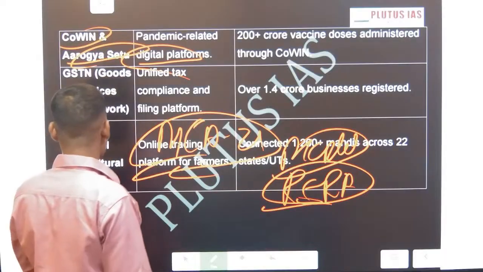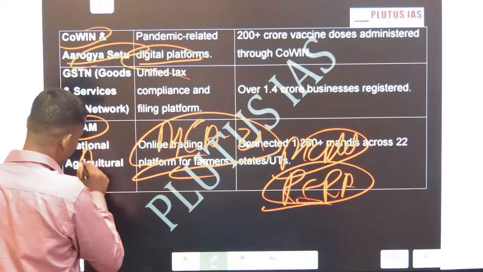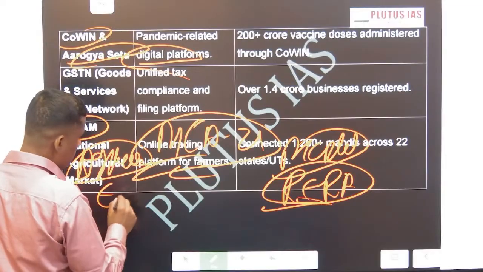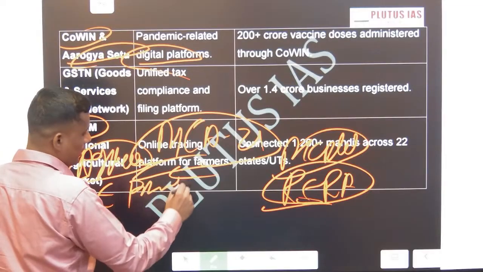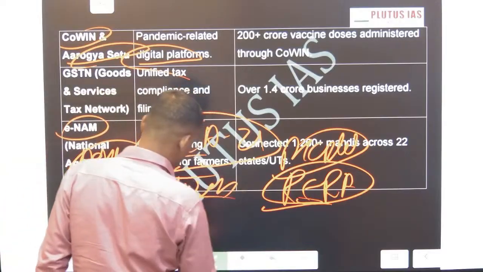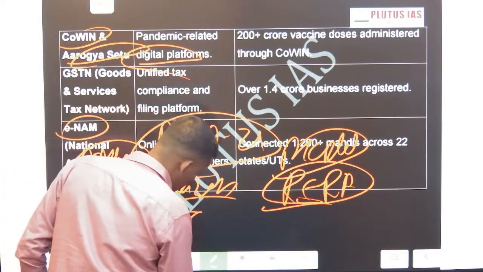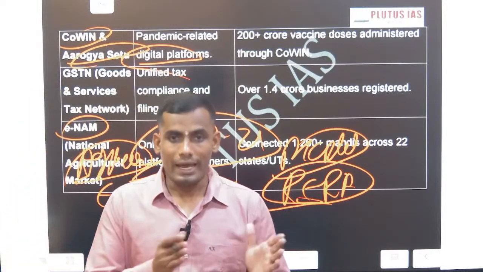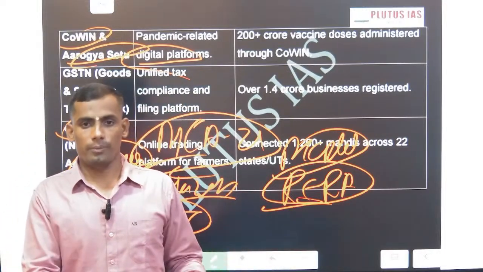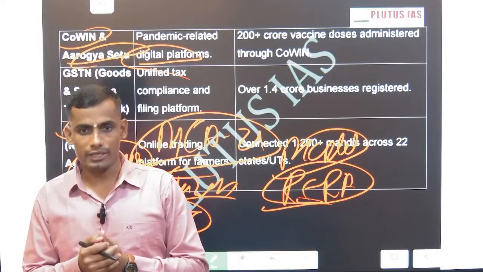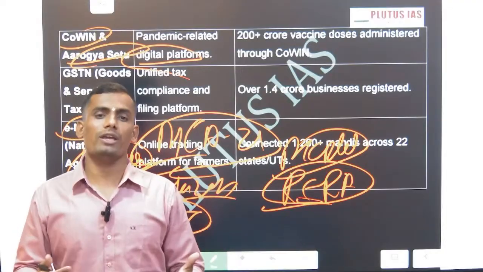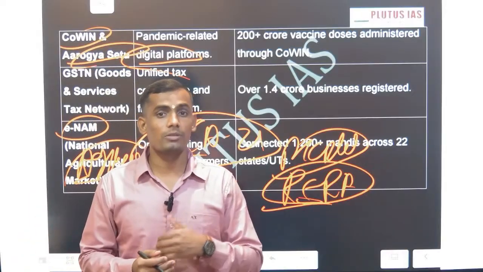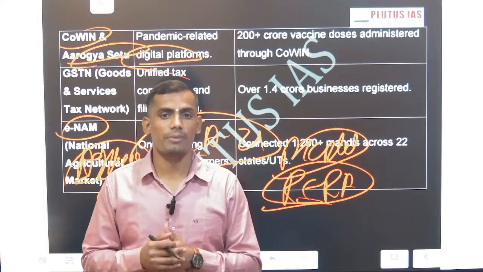Next one is e-NAM in the agriculture domain. Then the best one is PM Kisan. What is PM Kisan? Direct DBT. This is also one of the examples of e-governance. Directly we are receiving money from the government without any intermediaries. That means how we are receiving that money is only possible because of the e-governance mechanisms.